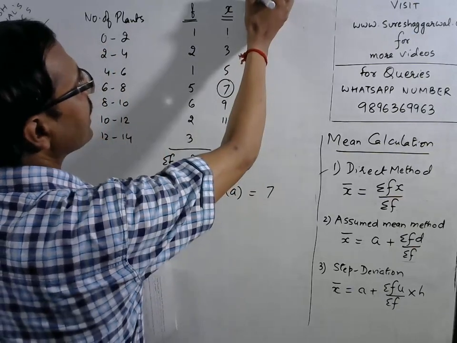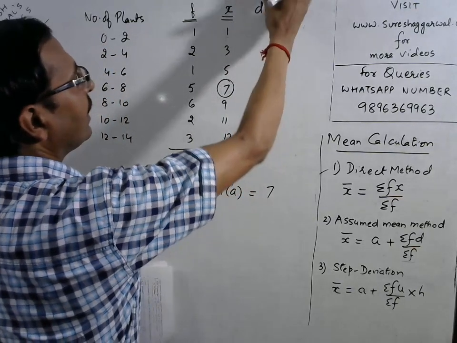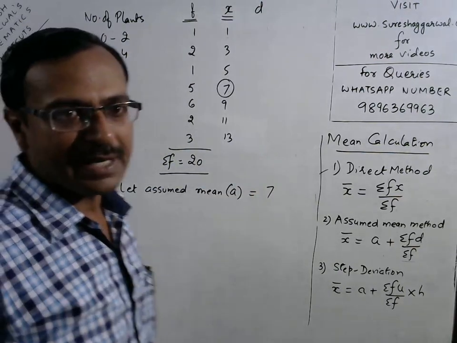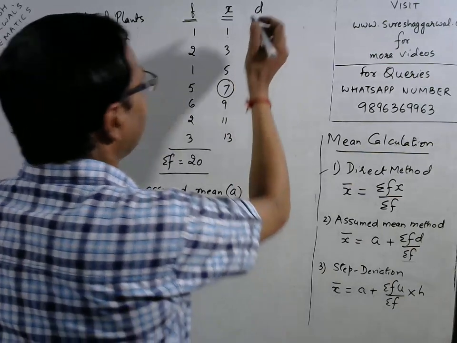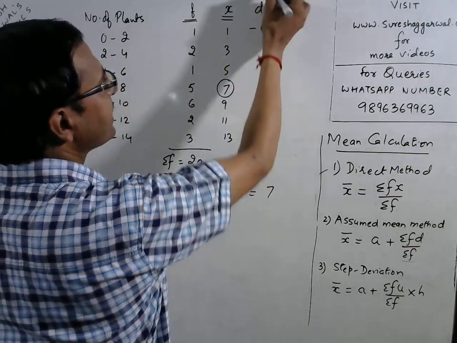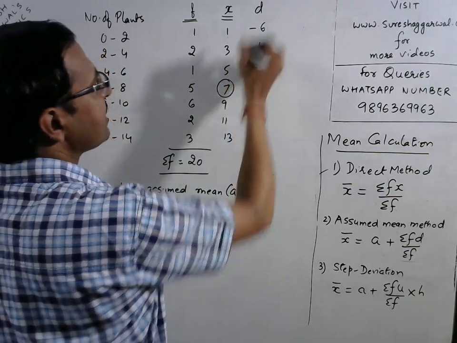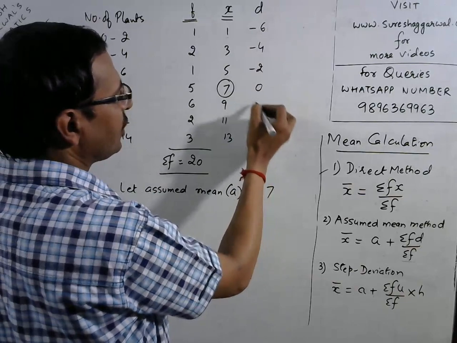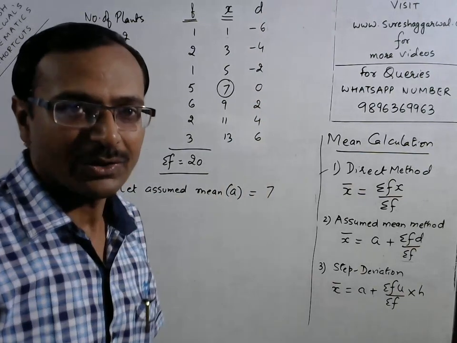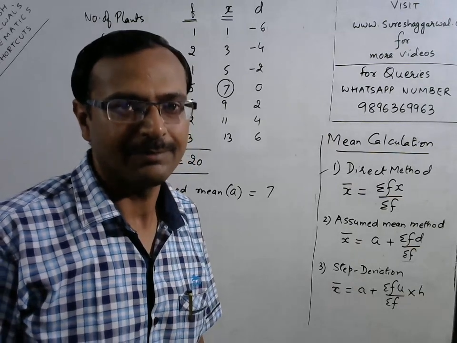Now what is D? D is calculated by x minus a. Now a is 7, so x minus 7. This will give you the value of D. See, x is 1, so 1 minus 7 is minus 6, 3 minus 7 is minus 4, 5 minus 7 is minus 2, 7 minus 7 is 0, 9 minus 7 is 2, 11 minus 7 is 4, and 13 minus 7 is 6. Now this column is called the deviations from mean.